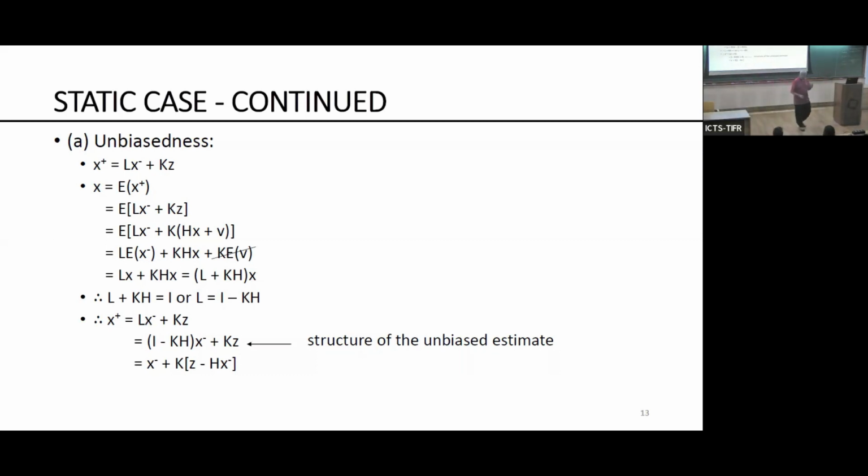But I'm not done because I need to tell you how to determine K. I did not tell you how to determine K. K plays the role of A. A was decided by minimizing the variance. K is going to be decided by minimizing not the covariance, but the total variance.